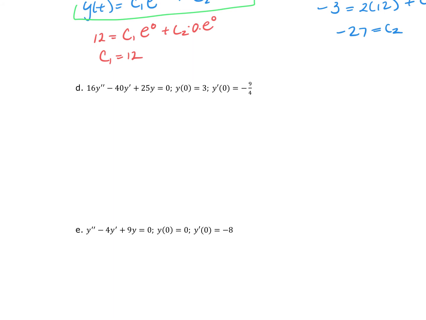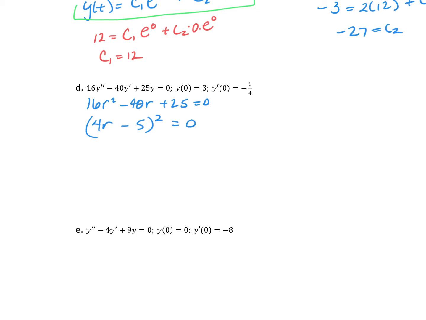For my next example here, my characteristic polynomial is 16r squared minus 40r plus 25, and this will equal 0. Now this looks like I might have (4r minus 5) quantity squared. I'm just going to check this. 4 times 5 is 20, multiplied by 2 is the middle term. Oh, it is. Look at that.